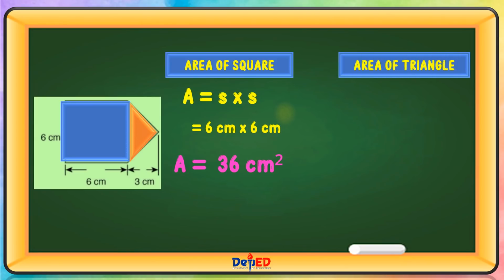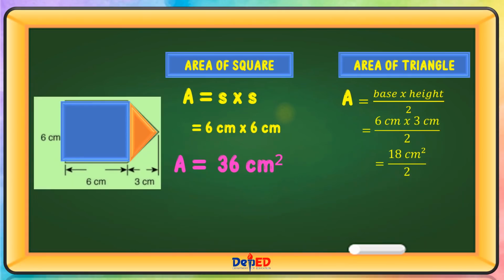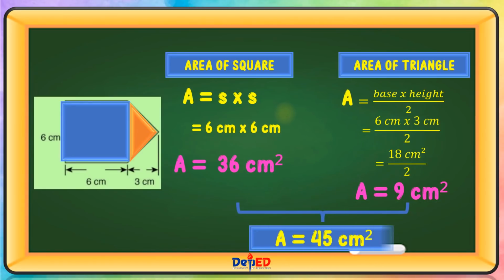Area of triangle. Ang ating formula ay base times height divided by 2. Ang ating base ay 6 centimeters, ang height ay 3 centimeters, divided by 2. 6 times 3 equals 18 cm squared divided by 2 equals 9 square centimeters. 36 square centimeters plus 9 square centimeters equals 45 square centimeters.